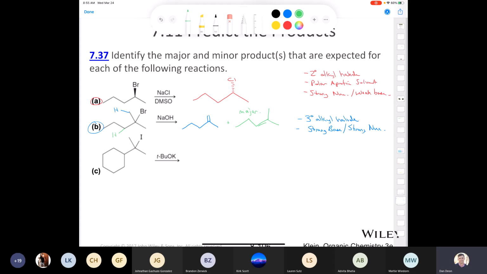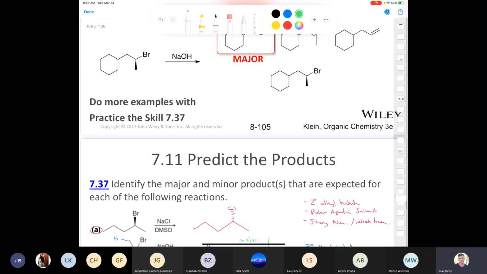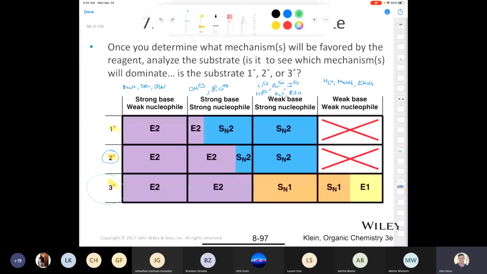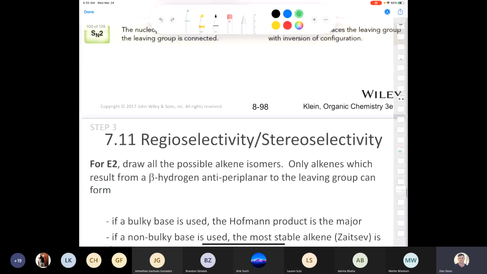If you take a look at C, you notice that you have a strong base, but it's a hindered base. And so in that case, it's going to favor the E2 product. So if we go over here, we have a tertiary alkyl halide, and we have a strong base. So we have a strong base, but it is not a good nucleophile because it's too hindered. We're only going to get E2 in that case. Okay, so there we go.